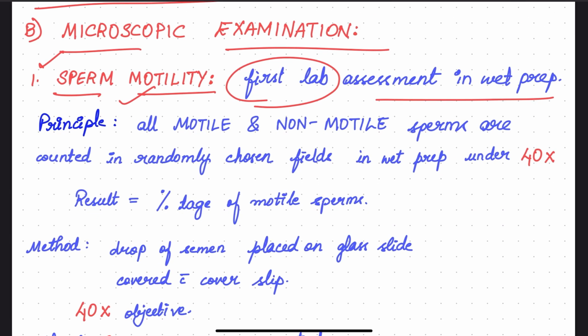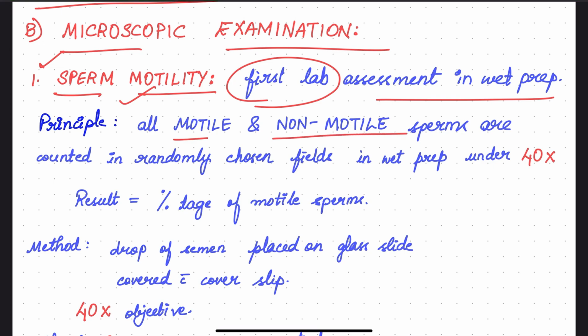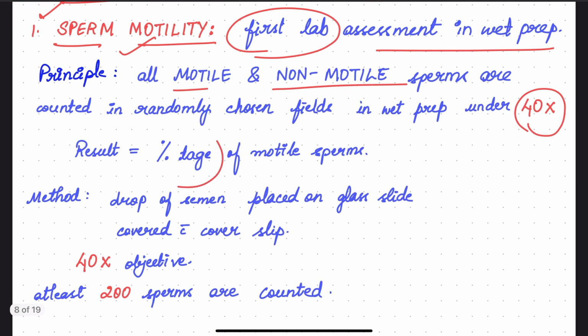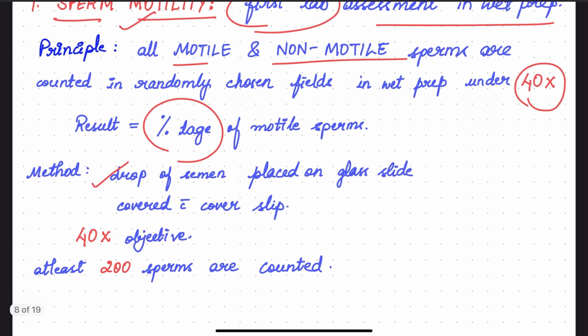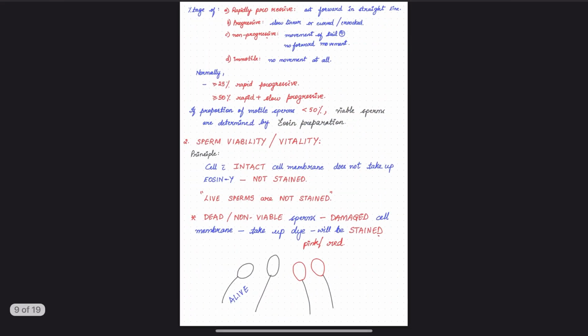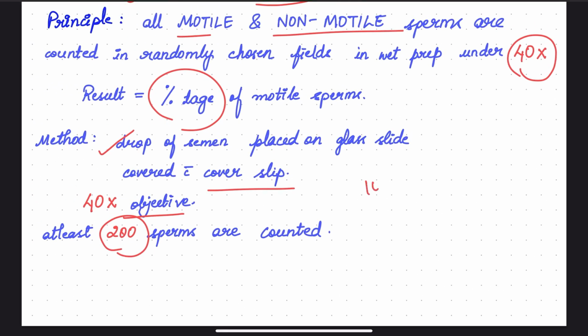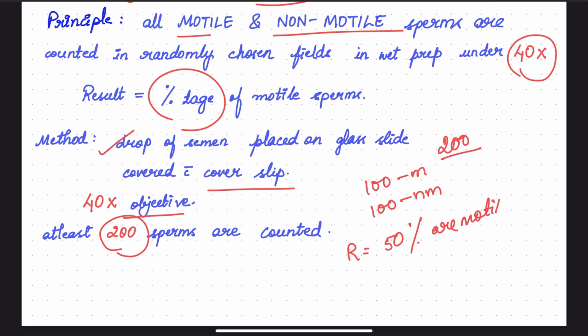See here, all the motile and non-motile sperms are counted in randomly chosen fields, and you see it under the 40x lens. The result is expressed as a percentage of motile sperms. If you put one drop of semen on the glass slide, cover it with a cover slip, and see under the 40x lens, you count at least 200 sperms. Among the 200 sperms, how many are motile? Suppose 100 are motile and 100 are non-motile, you give the result as 50%. So 50% are motile sperms.